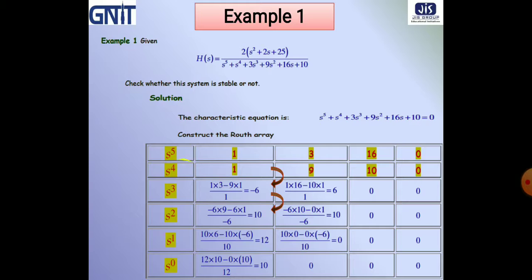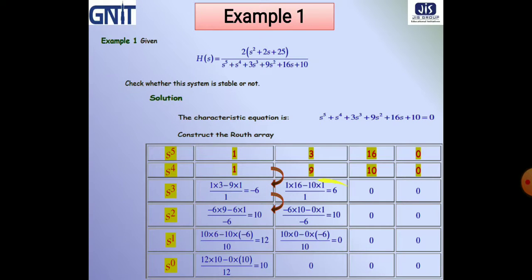Next, take s to the power 4. The coefficient of s to the power 4 here is 1. So 1 will be there, and alternately the coefficient of s square is 9 and the coefficient of s to the power 0 is 10. That's why we write these first two rows like this, which are written in red color. Now apply the Routh tabulation formula. If we want to calculate the value of the element at this particular position, then we have to multiply this to this and this to this and then divide by this value. That means 1 into 3 minus 9 into 1 divided by 1. Put the value here.